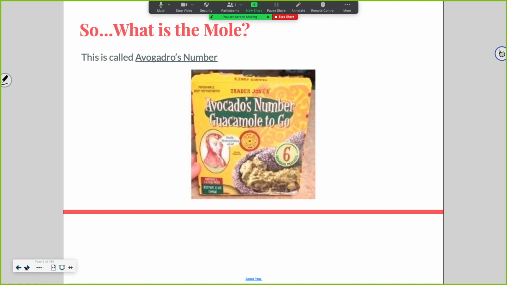All right, so there's your cute little avocado's number of guacamole to go. That looks so yummy.